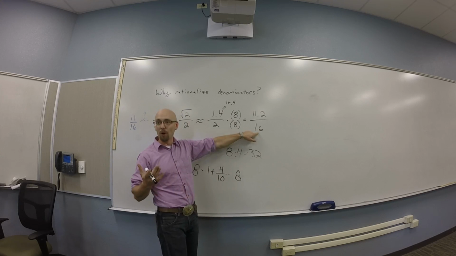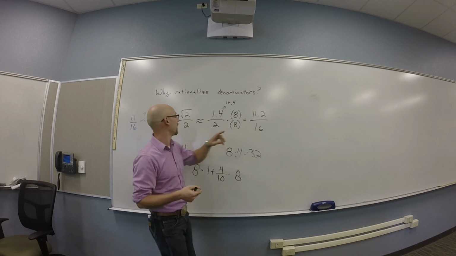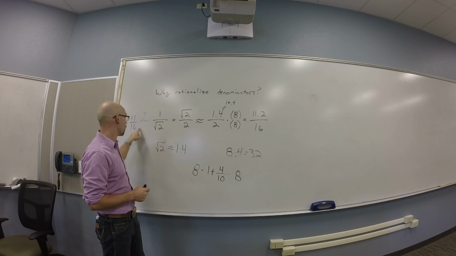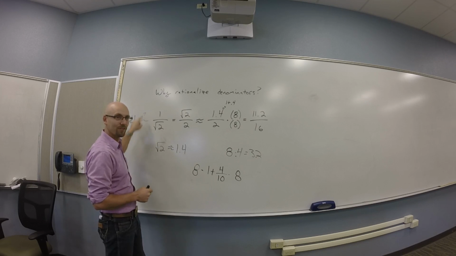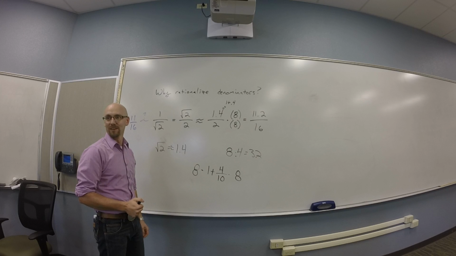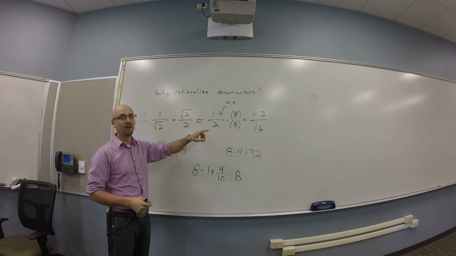Yeah, so this is super old school, right? Because if I really wanted to compare 1 over the square root of 2 to 11/16, I'd punch 1 over the square root of 2 in a calculator, and I'd punch 11/16 in a calculator, and then compare the two numbers. You guys see that? This is a totally useless skill these days.